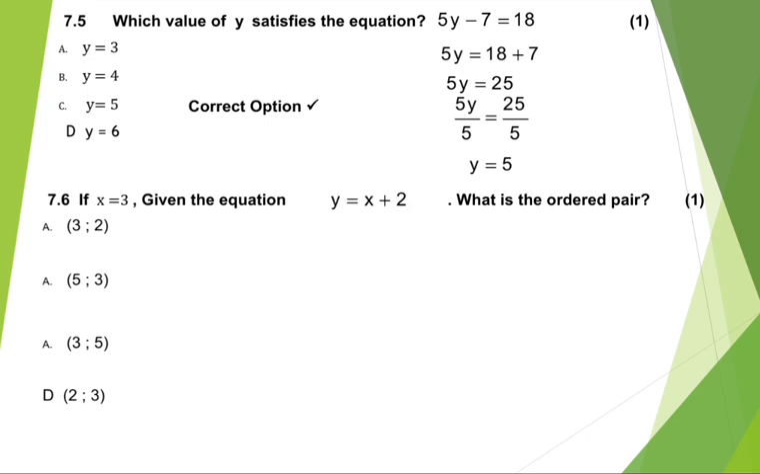If x is equal to 3, given the equation y is equal to x plus 2, what is the ordered pair? So already we've got our x is 3, so we want to calculate. Where there's x, we put 3 there. So that means y is equal to 3 plus 2, so y is equal to 5. So the ordered pair is (3, 5), which is, so this is A, this is B, this is C, and this is D. So the correct option is C.